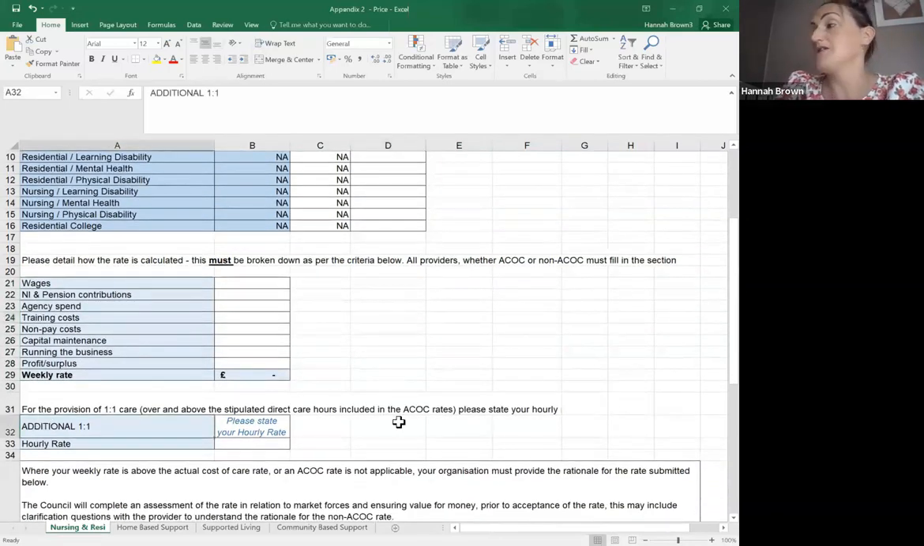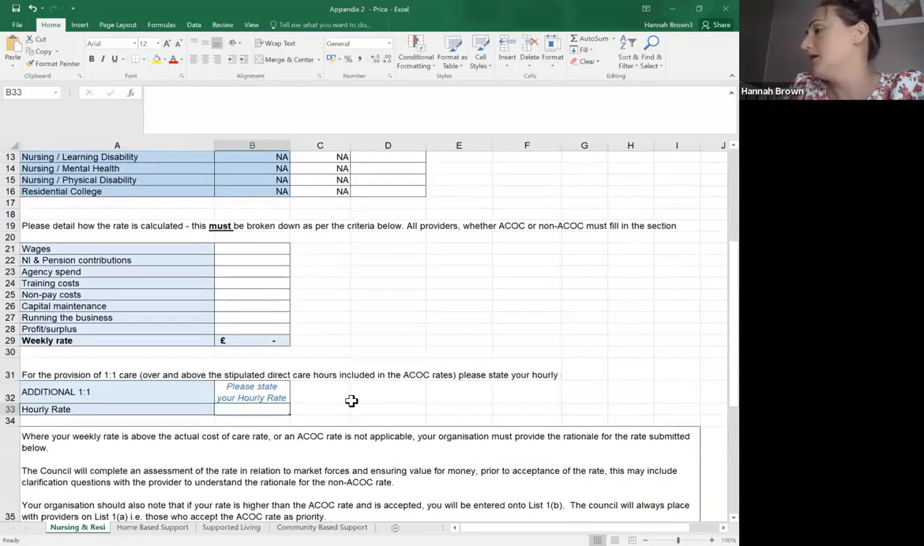Then what we're asking you to do is to provide an hourly rate for any additional one-to-one support. So additional one-to-one support will only be commissioned where a person is assessed as requiring over and above the direct care hours stated in volume 4. So what we're asking you to do is provide an hourly rate for those hours that are over and above, and those, as I say, will be by assessment, and we will pay this agreed hourly rate that you'll submit at the point of application.